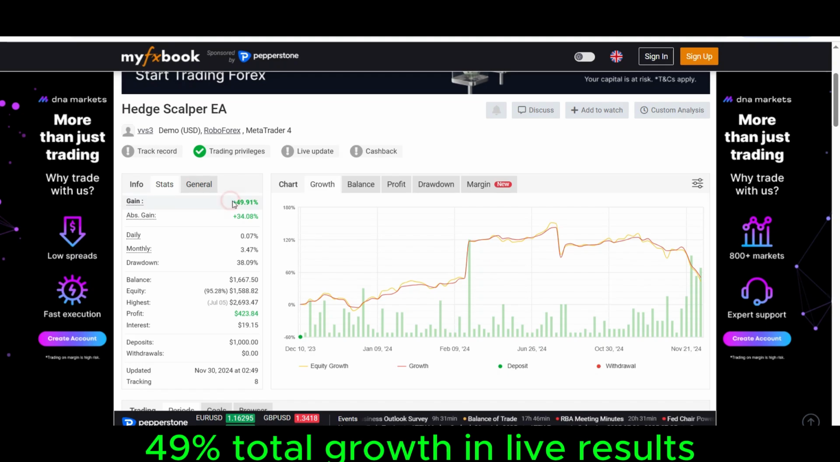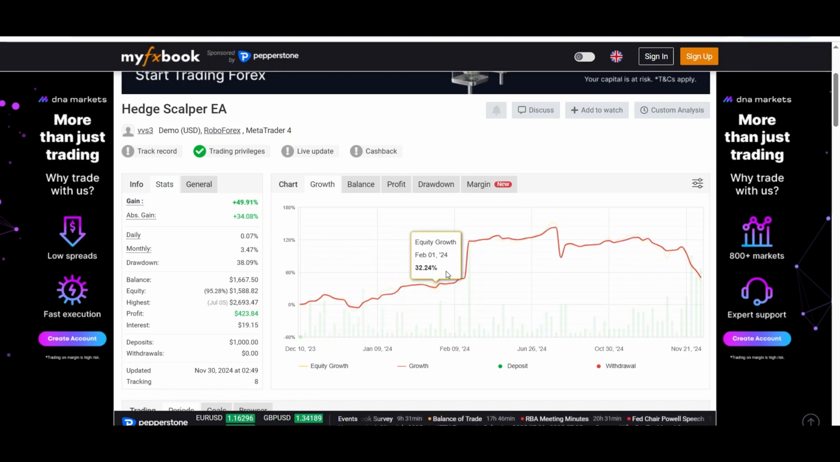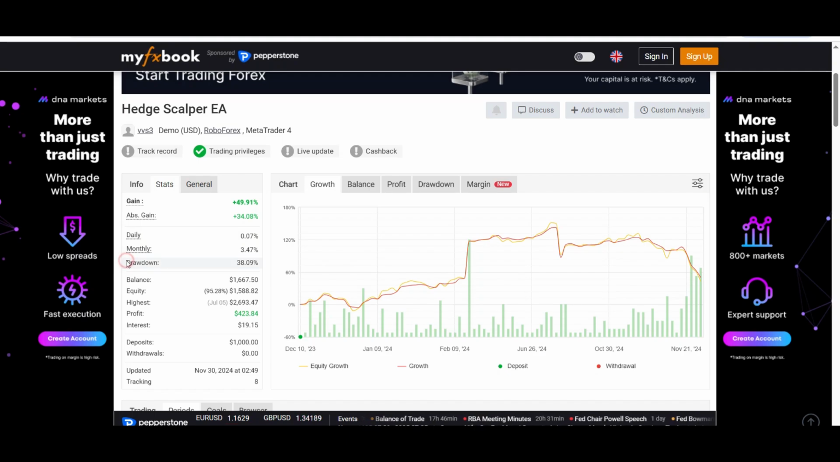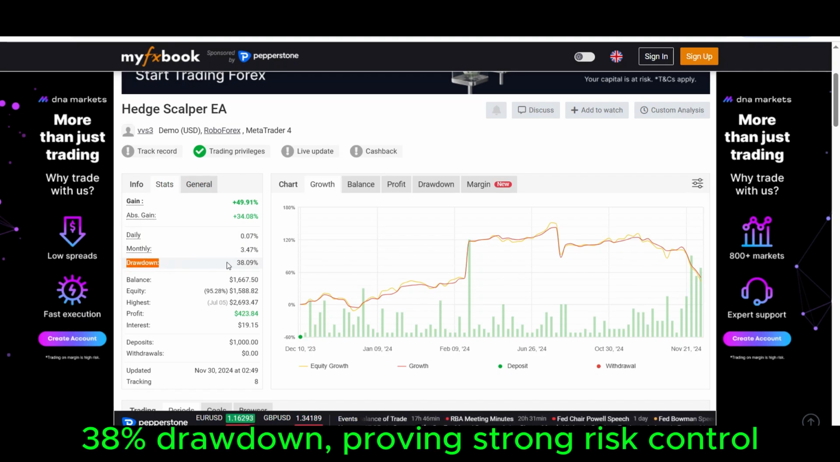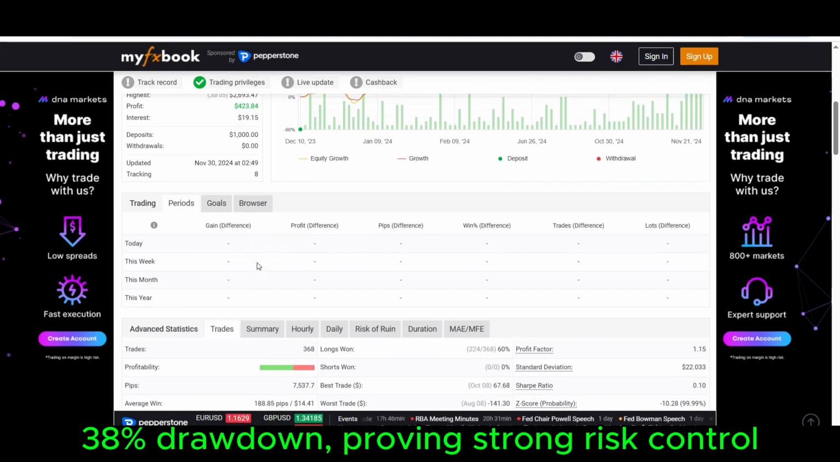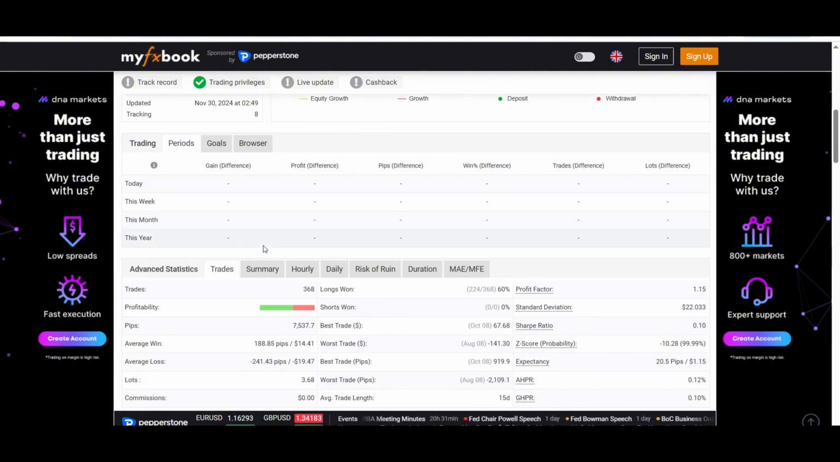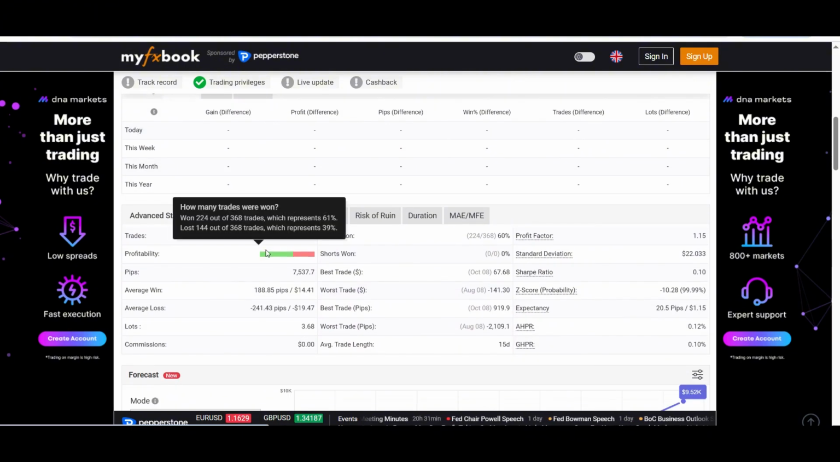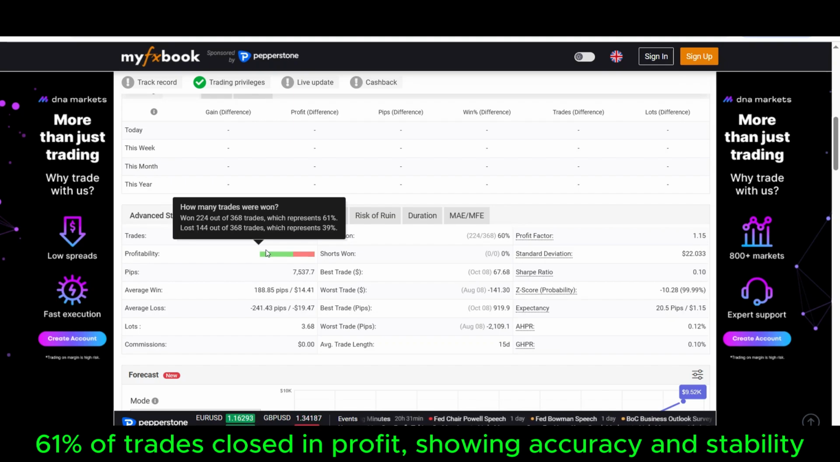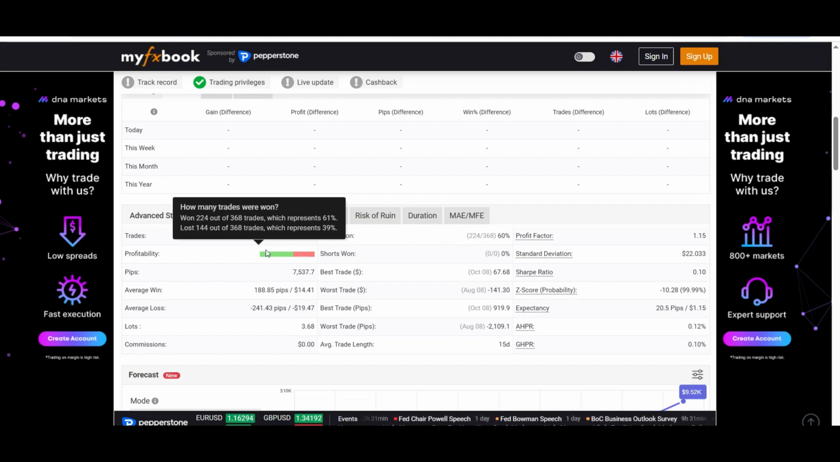49% total growth in live results. 38% drawdown, proving strong risk control. 61% of trades closed in profit, showing accuracy and stability.